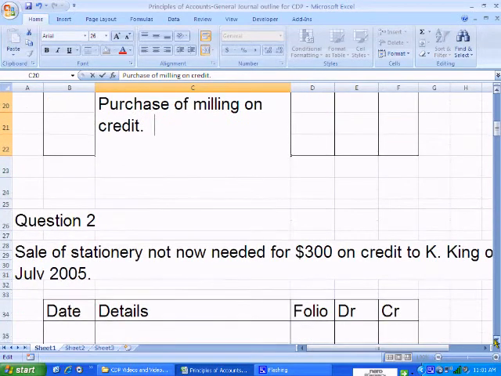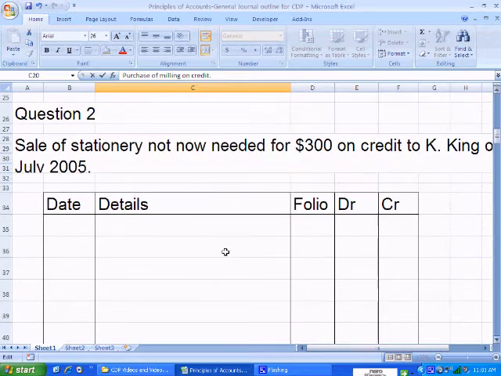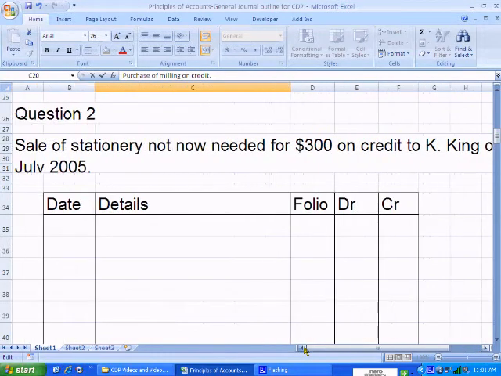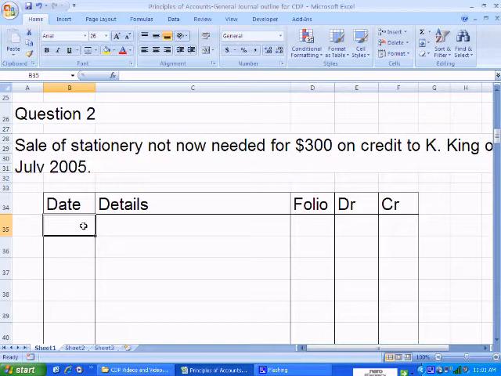Next, question 2. The sale of stationery not now needed for $300 to K King on the 2nd of July 2005. Therefore, in this you would normally have debited K King and credited stationery, right? The stationery is a fixed asset. So we have 2005, July 2, and you debit K King.